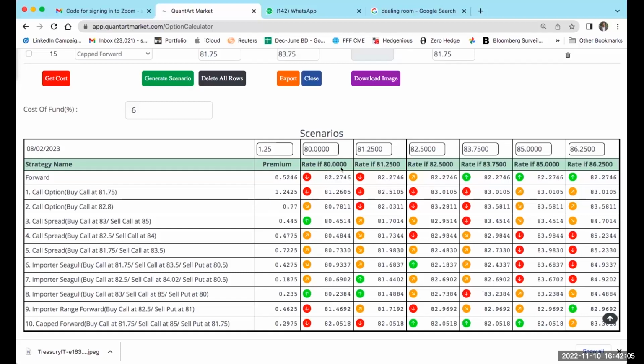That's the case. If rupee goes to 82, forward is the worst product, red. And range forward is also looking on the red side. So, this is the way the scenario analysis is done. So you can actually try to select a product which suits your view, which matches with your view.